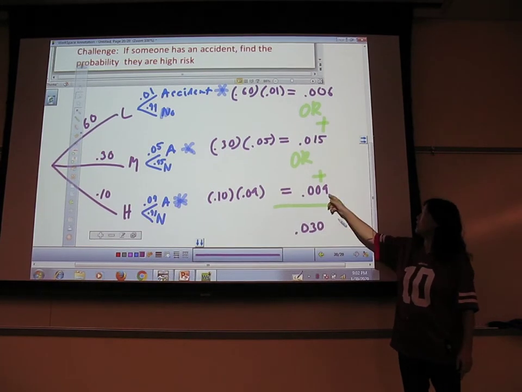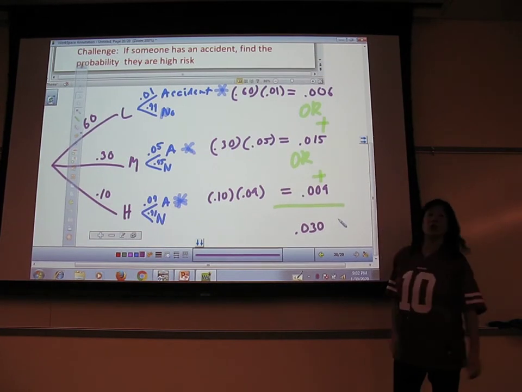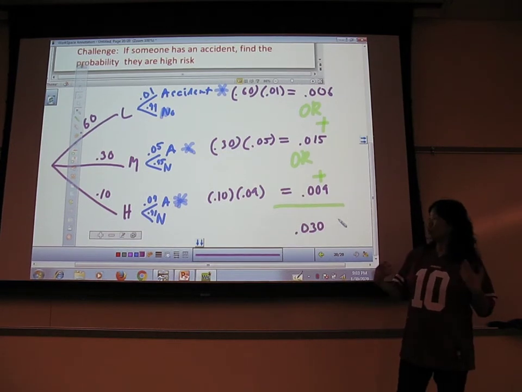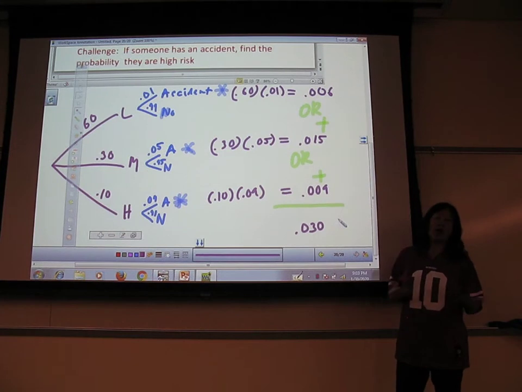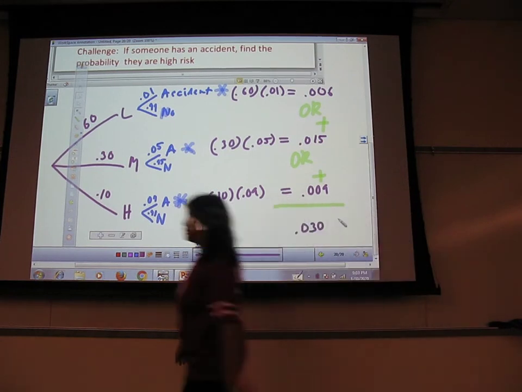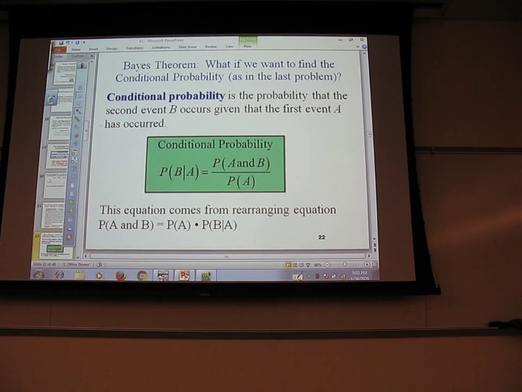30 people had an accident, 9 of them were high risk, 15 of them were mid risk, and 6 of them were low risk. You can think of it like that. So 9 out of 30 were high risk. So the probability that if they had an accident, the probability they were high risk was 9 out of 30. Do you guys follow me? Yeah. Okay, good deal. So that would be 0.009 over 0.030, which ends up being 30%. Good? All right, cool. That leads us really nicely into Bayes' theorem and other stuff.